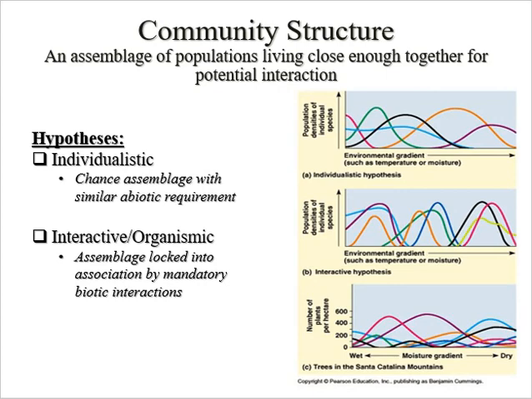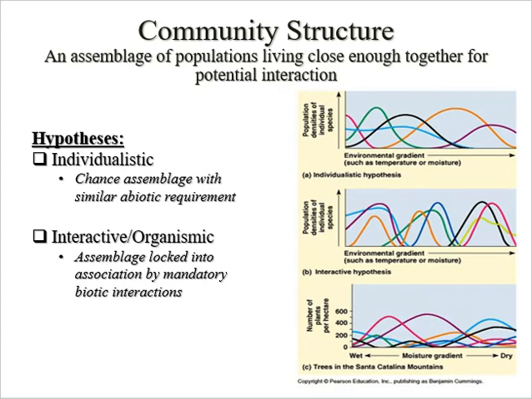As far as describing or understanding community structure, there are two types of hypotheses that exist for doing so, as well as for describing how communities are modeled. These two hypotheses are the individualistic hypothesis and the organismic hypothesis. The individualistic hypothesis is also known as the continuum view.